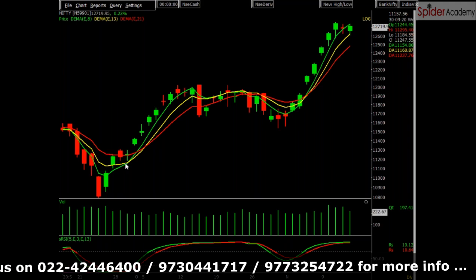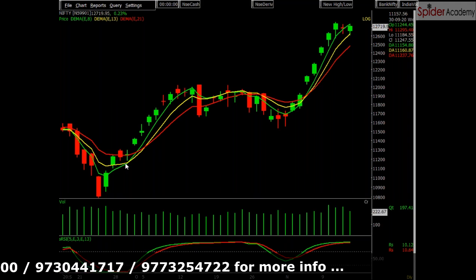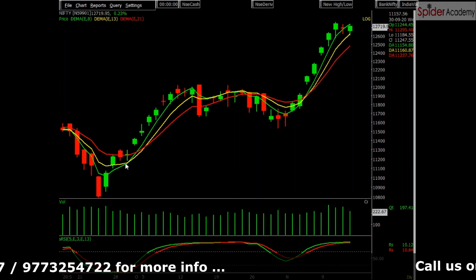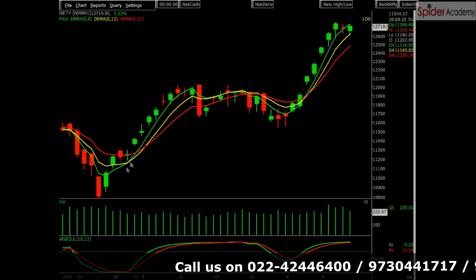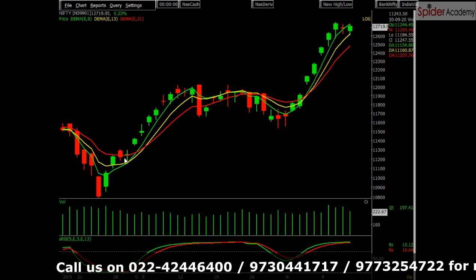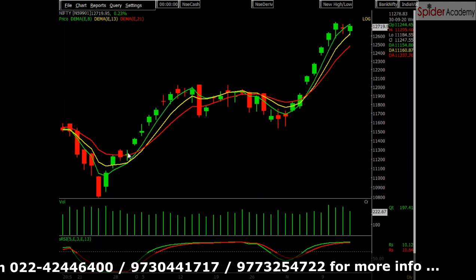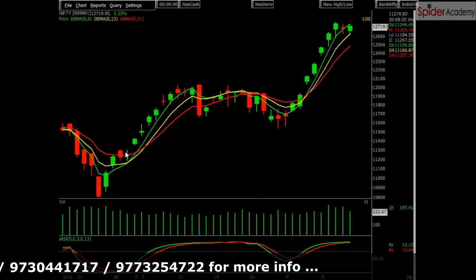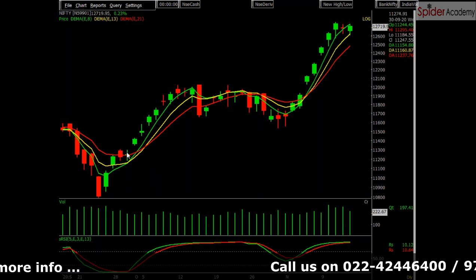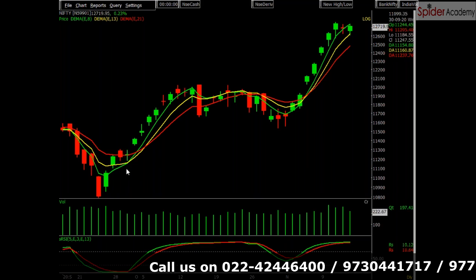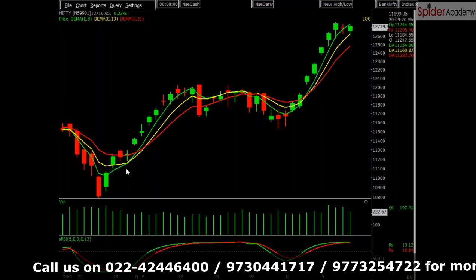What kind of indications am I looking for? The first indication that I always look for is that the price should be closing, coming from below, and closing above all three averages. This is my first foremost condition. This is my signal candle.